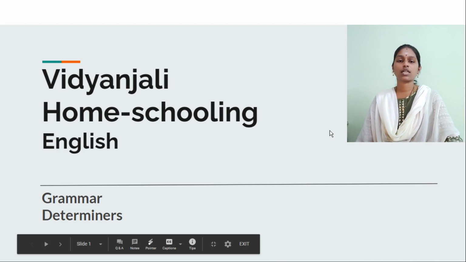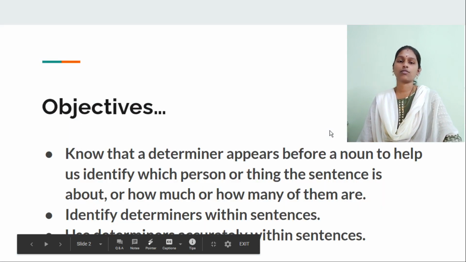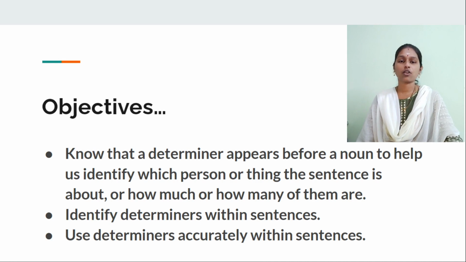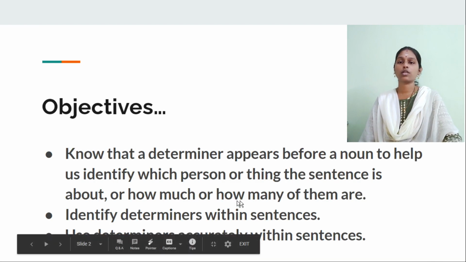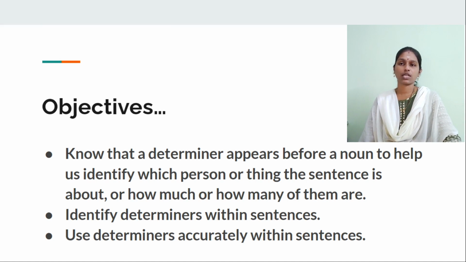Before getting into that, let's know the objectives. By the end of this class, you will be able to know that a determiner appears before a noun to help us identify which person or thing the sentence is about and how much or how many of them there are. You'll be able to identify determiners within sentences and also use them accurately.